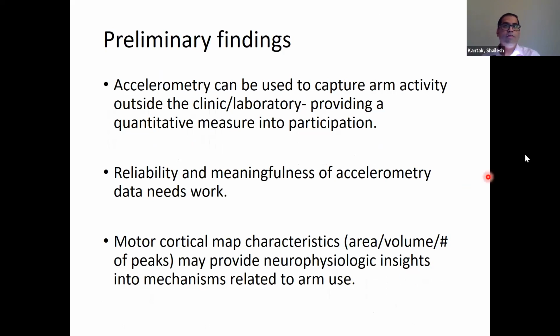So these are preliminary findings. Accelerometers can be used to capture arm activity outside the lab or the clinic, and they provide a quantitative measure into some measures of participation. We need some more work about reliability and meaningfulness of these data. And motor cortical maps may provide some neurophysiological insights into mechanisms of arm use.